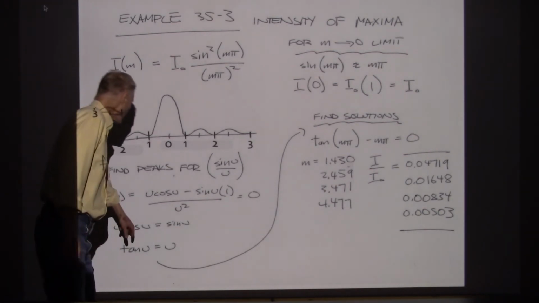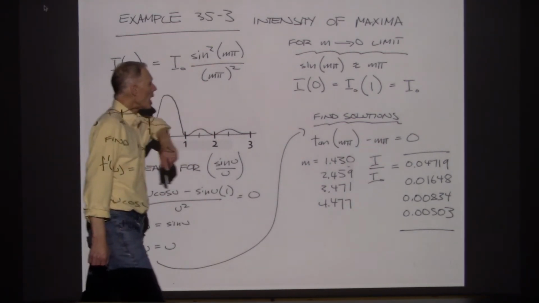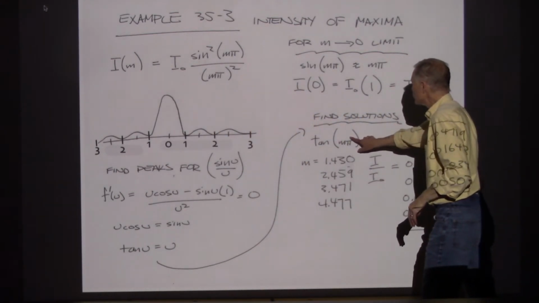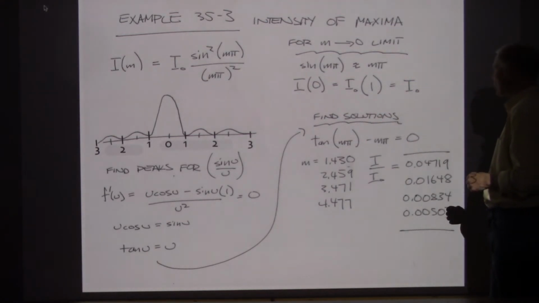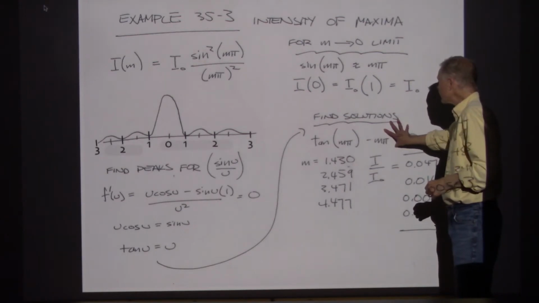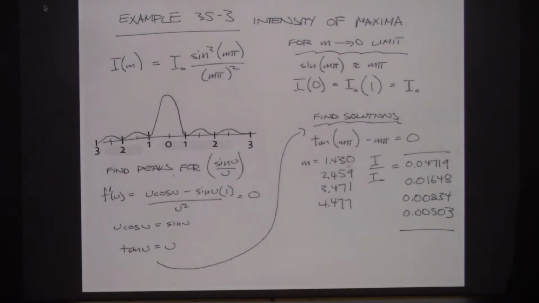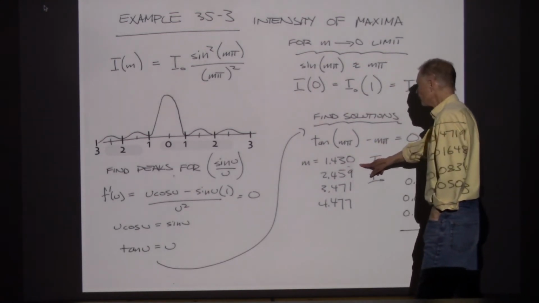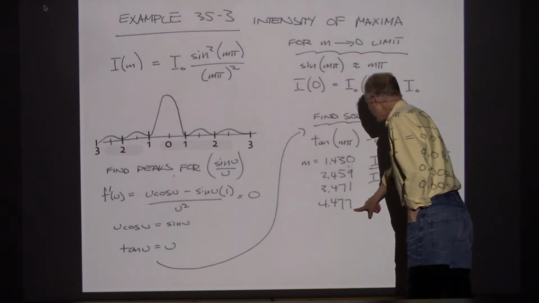But what we can do is take that u and turn it back into m pi. Here is the formula telling us what the m values will be where the peaks are occurring. Now I programmed this into my calculator, or you can go online and program that in, and say find all of the values of m that satisfy this equation. What I ended up with was 1.430, 2.459, 3.471, 4.477.